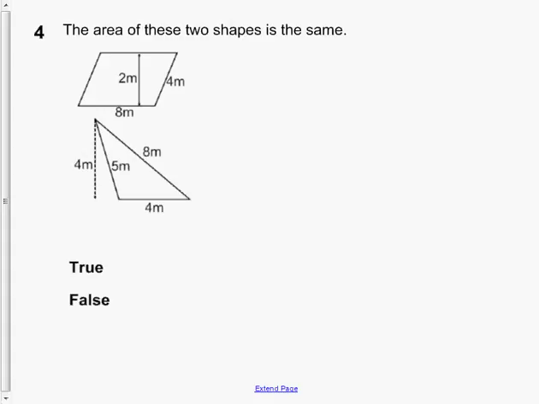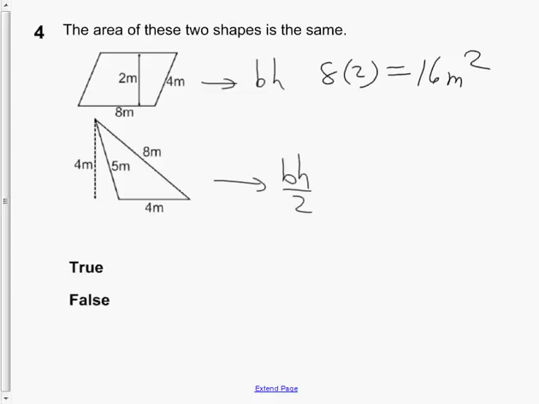Question 4, the area of these two shapes is the same. So for this particular one, it's a parallelogram, which means we use the formula base times height. And for this one, it's a triangle, so we use this formula. This would simply be 8 times 2, which is an area of 16 meters squared. This one would be 4 multiplied by the height. And the height of this triangle, again, just like the first question, is the perpendicular distance to the base. So that's 4 as well, divided by 2. Half of 16 is 8 meters squared.